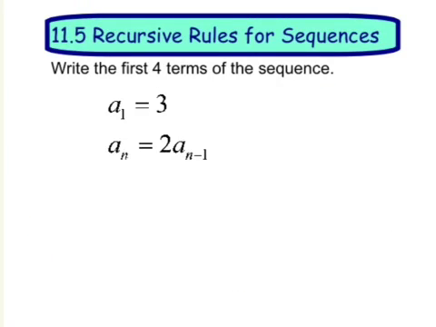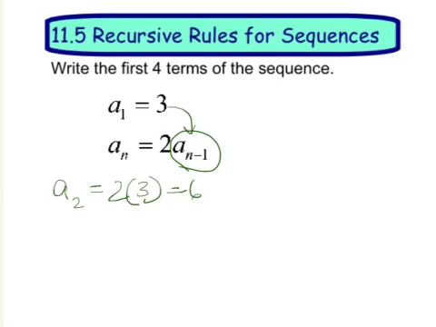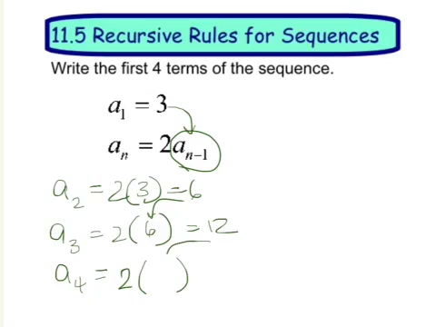So let's see this example. Here's my previous term. I'm going to take a1 and plug it in order to find a2. I need to find the first 4 terms. So a2 would be 2 times 3. I get 6. To find a3, I'm going to take the answer I just got and plug it in. So my next term is 12. And then my fourth term I'm going to take that 12 that I just got and plug it in. I get 24. There are my first 4 terms. 3, 6, 12, 24.